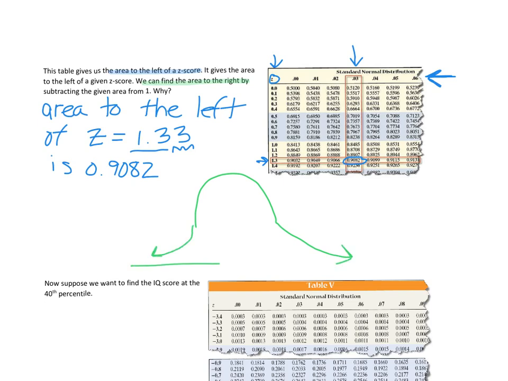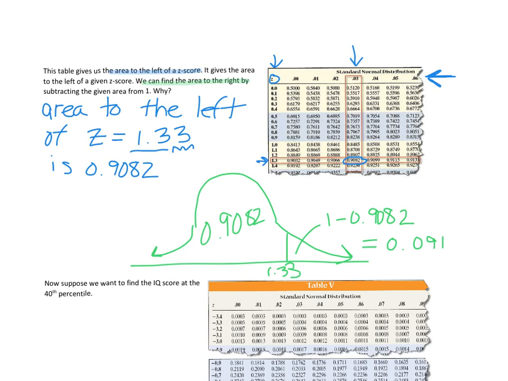Okay, so if this is what we have, and we got that this was 0.9082, then what's left over, to the right of the z-score, is going to be 1 minus 0.9082. Even though our chart only gives us area to the left, we can find area to the right by doing 1 minus area to the left. Okay? All right, so let's work backwards.